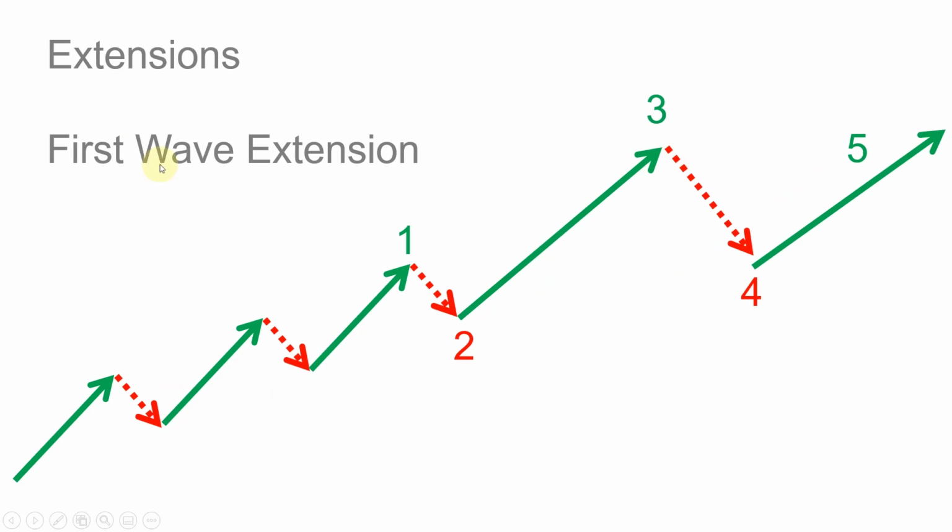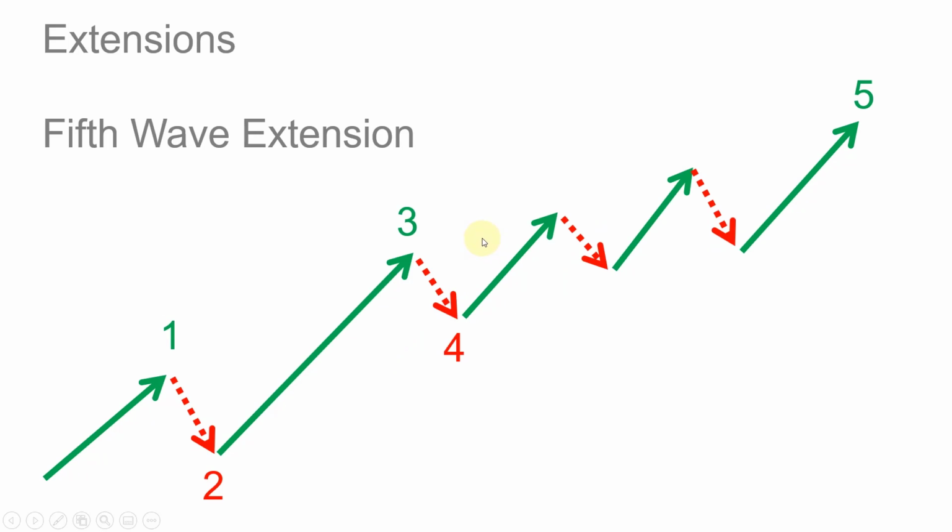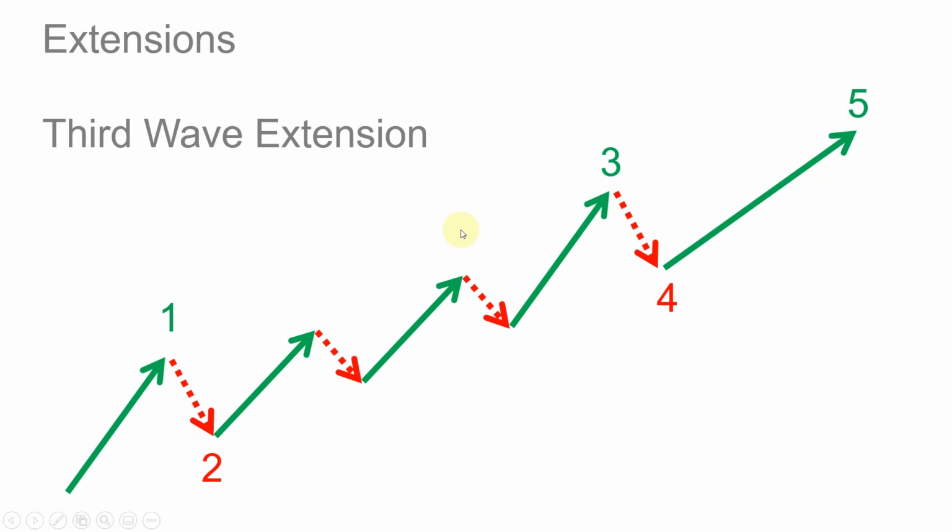Overall, you can get a first wave extension, a third wave extension, and a fifth wave extension. Generally, for example in the stock market, the most commonly extended wave is wave 3, which you can see here, the third wave extension. This is of course important if you interpret real life wave structures, and it also works very well with the rule that wave 3 is never the shortest wave.